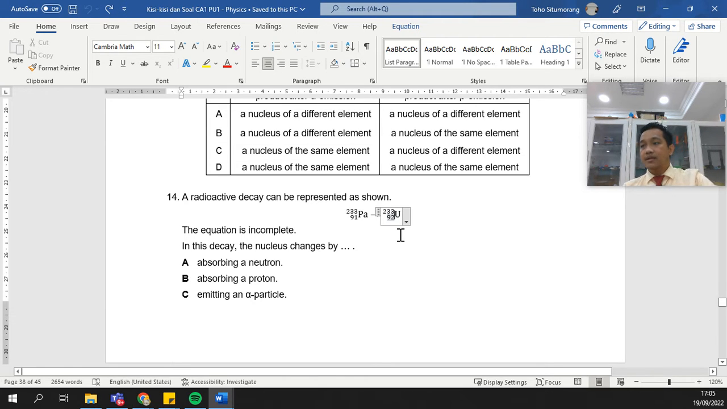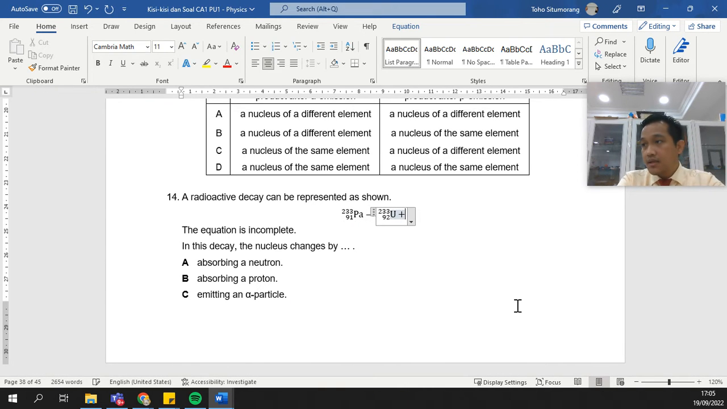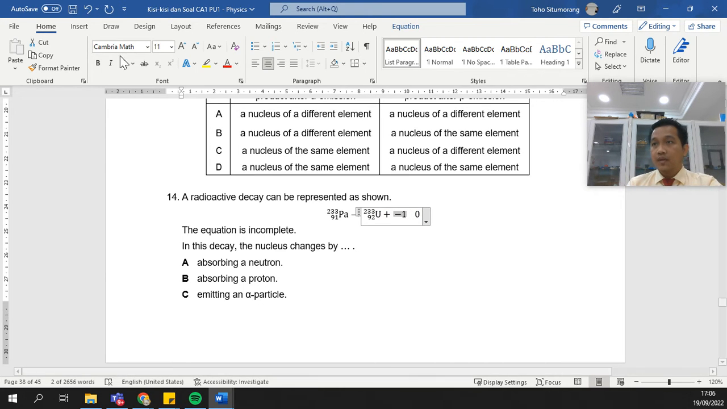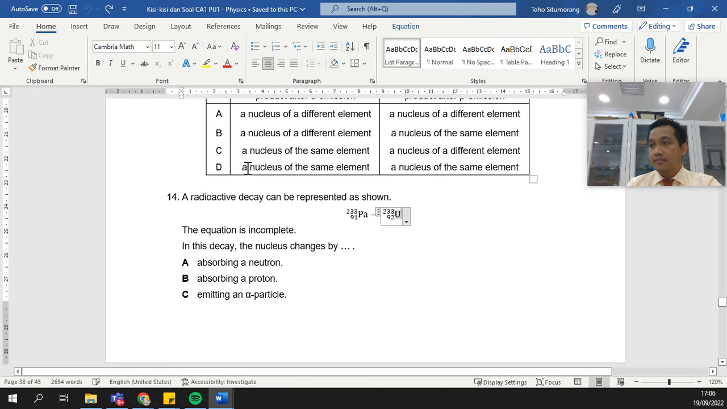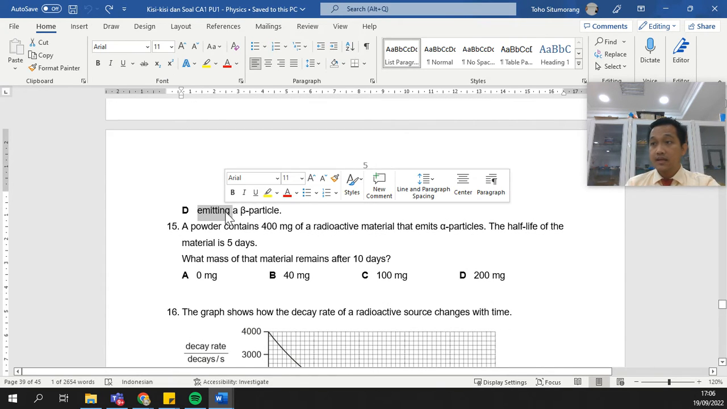So that means we need to add something in here in which the bottom number should be the same as in the left. Yeah, in the left, this is 91 and this is 92. To make it the same, the bottom number needs to be negative 1, right? While the top number needs to remain 0. So something that has a top number of 0 and a bottom number of negative 1 is a beta particle. Okay, so that should be a beta particle. This is it, D. All right.